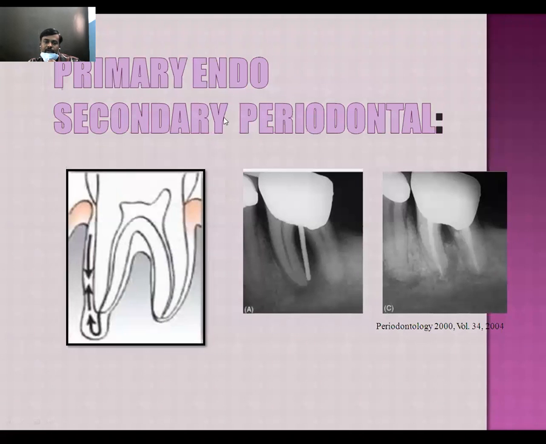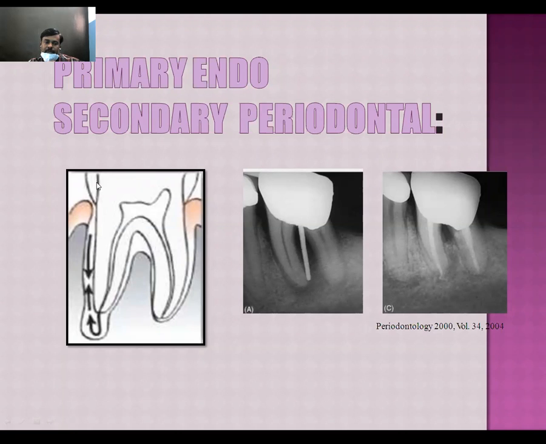So, primary endodontic and secondary periodontal. Whenever there is caries present, involvement of pulp, that is pulpitis, the infection may spread from the pulp to the surrounding periodontal tissues through the apical foramina, lateral root canals, and accessory canals. In such cases, we'll see the decayed tooth with periapical pathology and bone loss around the involved tooth. Such conditions we term primary endodontic and secondary periodontal involvement.